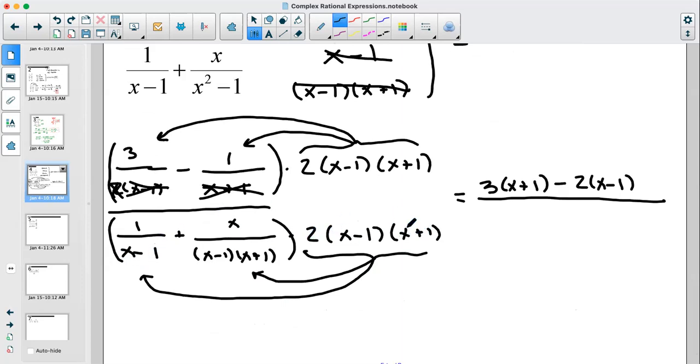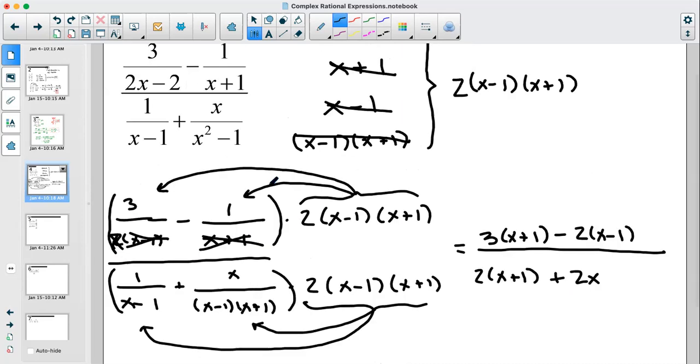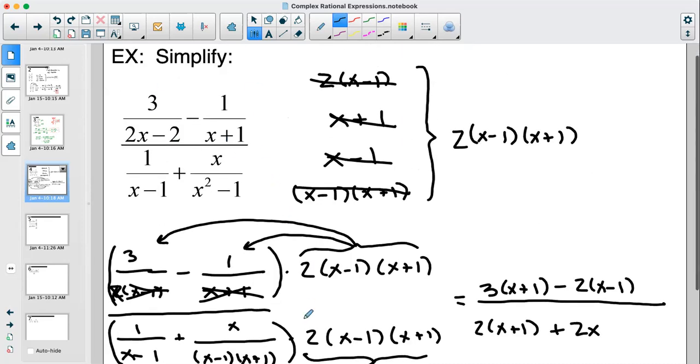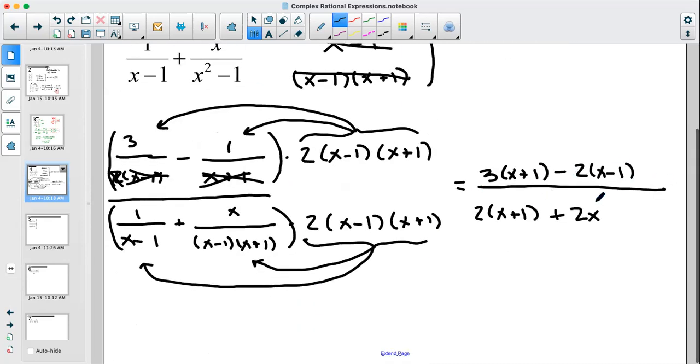So I have 2 and x plus 1 times 1, which is 2x plus 1. A plus, so I put a plus. And then I can see the x minus 1 and x plus 1 are going to cancel out, and I'll be left with 2 times x, which is just 2x. So you can see now I started with this ridiculous complex fraction, and now I have a normal fraction with x's and stuff in it.